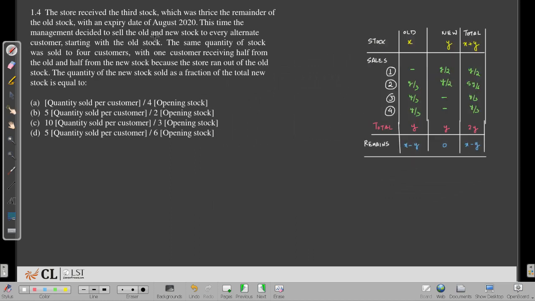The next question, we have a lot of stories here. Okay, this story. We have to keep on working again. But let's see what that story is. So let's start from here. The store received a third stock. So we have a new stock, the newest stock, which was thrice the remainder of the old stock. What remains of the old stock is x minus y.